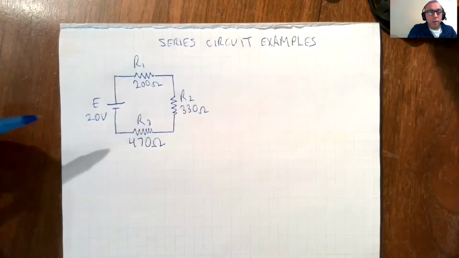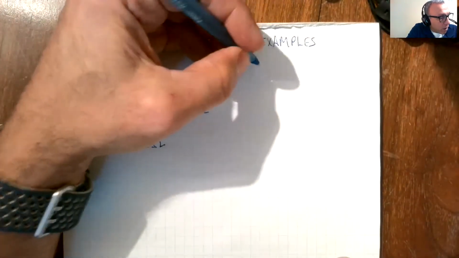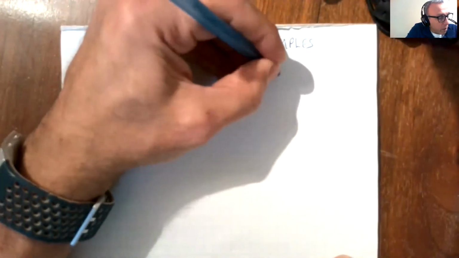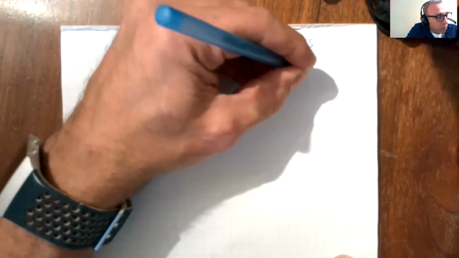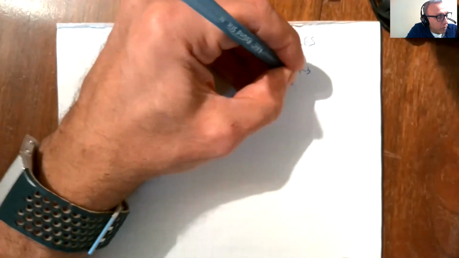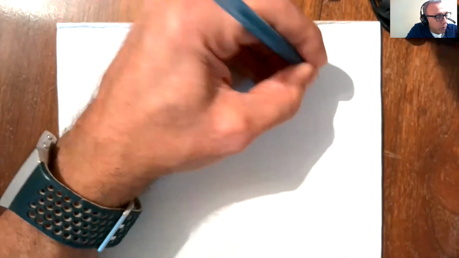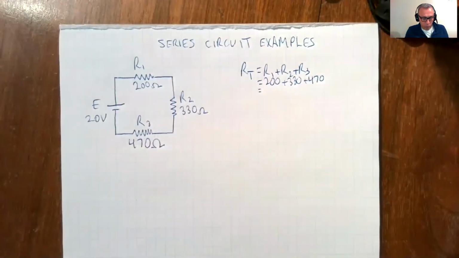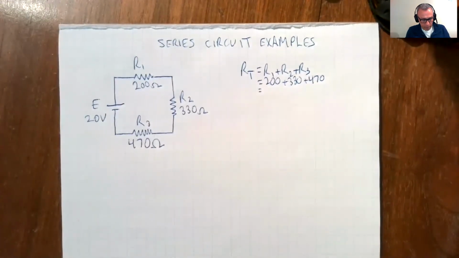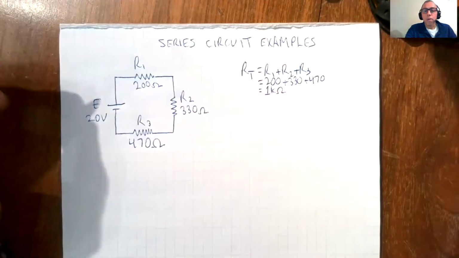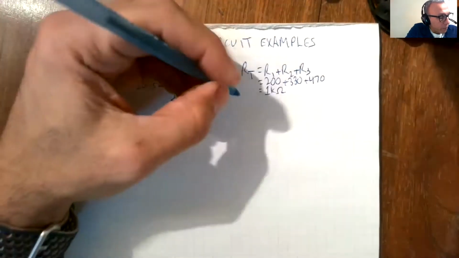method. All right, so just to do Ohm's law, let's find RT first, and we know RT is equal to R1 plus R2 plus R3, which is 200 plus 330 plus 470. Okay, and that equals 1K. That equals 1 kilo.